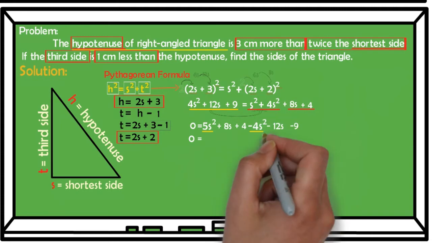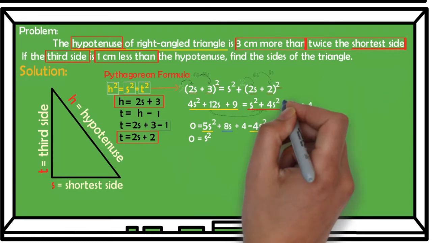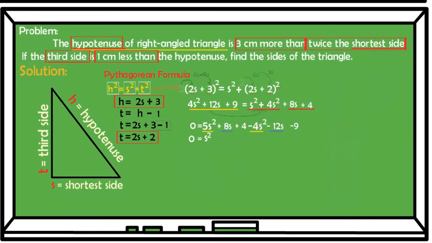5s squared at saka negative 4s squared. So, subtract natin. 5 minus 4. So, this answer is 1. So, just simply write down s squared. Next, 8s and 12s. So, unlike sign again, subtract 12 minus 8. So, the answer is negative 4s. Copy the sign of the bigger number.